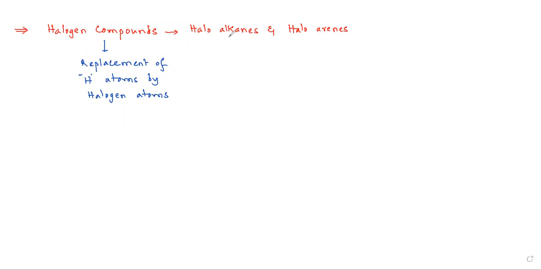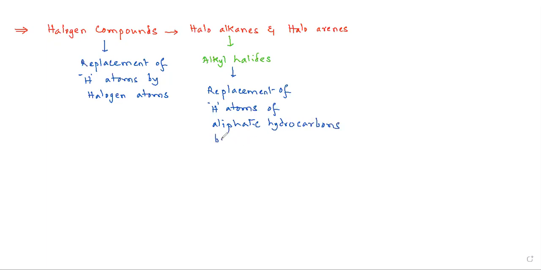If the hydrogen atoms of a hydrocarbon, specifically aliphatic hydrocarbon, are replaced by halogen atoms, we get haloalkanes. What are alkyl halides? These are formed by the replacement of hydrogen atoms of aliphatic hydrocarbons by halogen atoms, right? Aliphatic hydrogen atoms, so are alkyl halides.